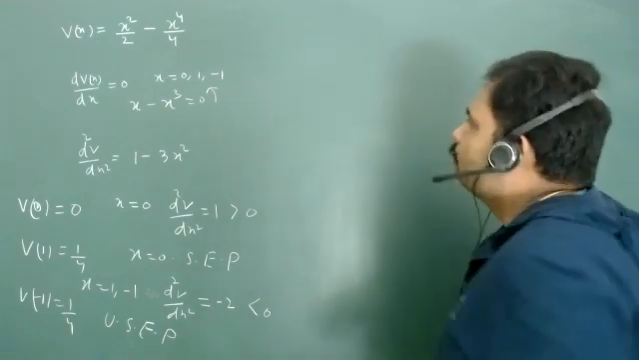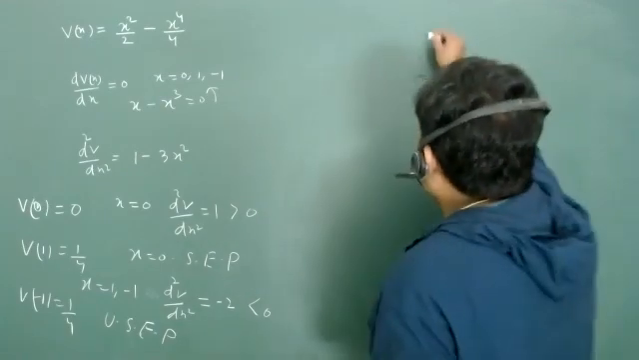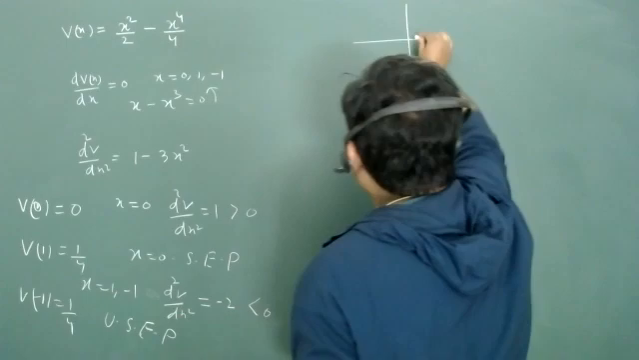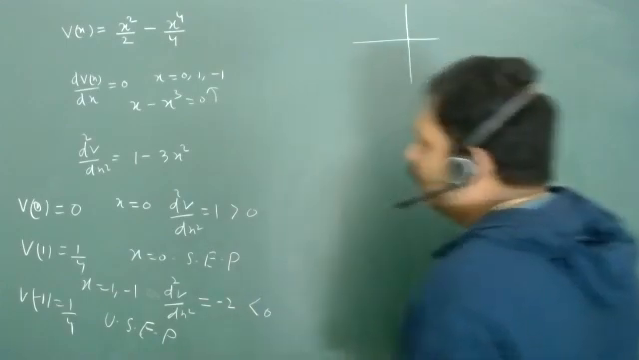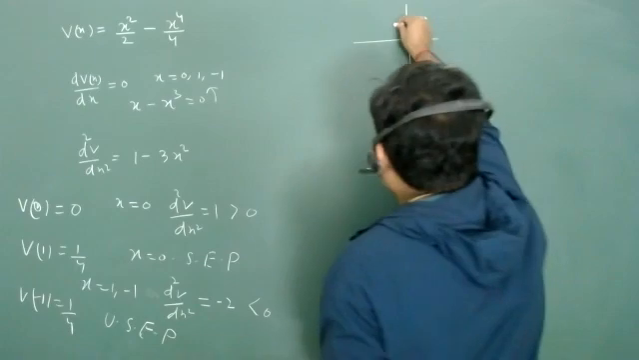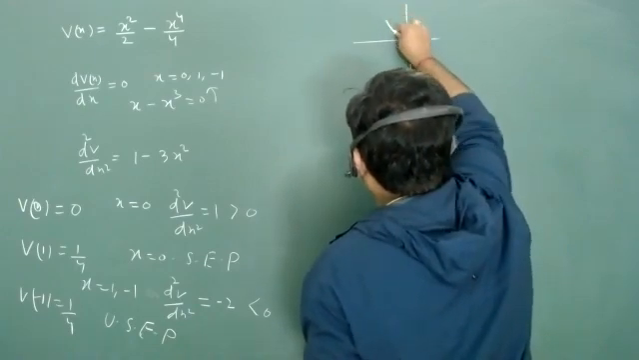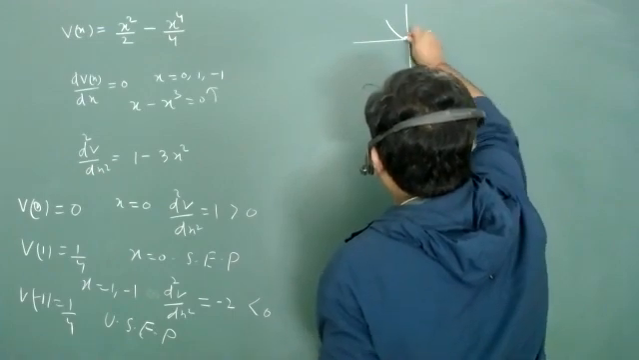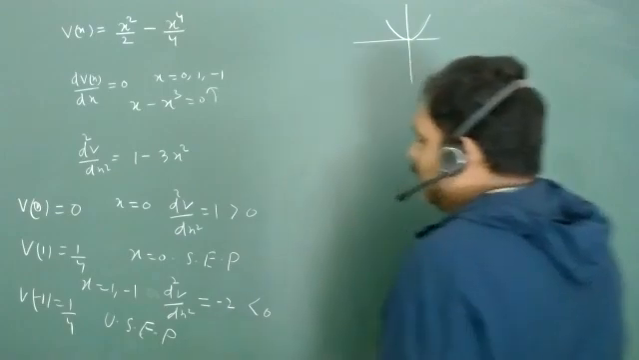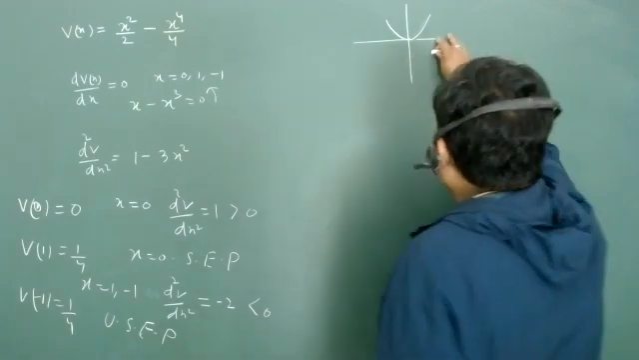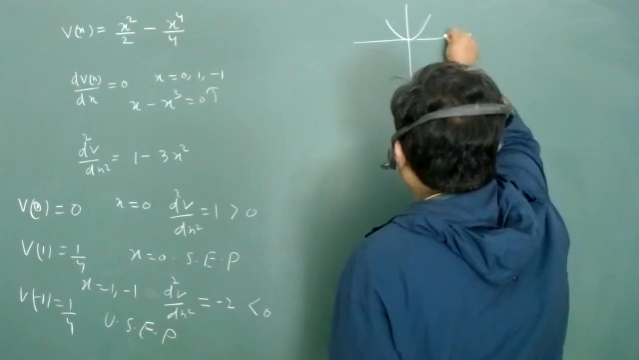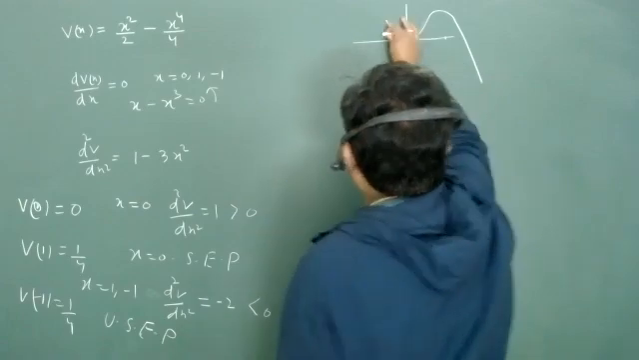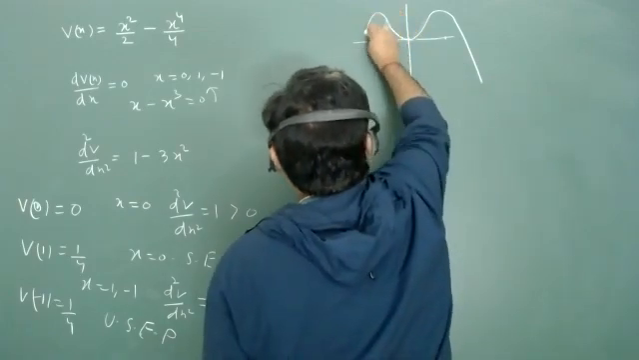So let us go for this potential. This potential is, I think, something like this. So x is equal to 0. It has minima or maxima? Minima. So this will be something like this. And x is equal to 1 and minus 1, it has maxima. So it will come like this and go back, and it will come like this and go back, isn't it?